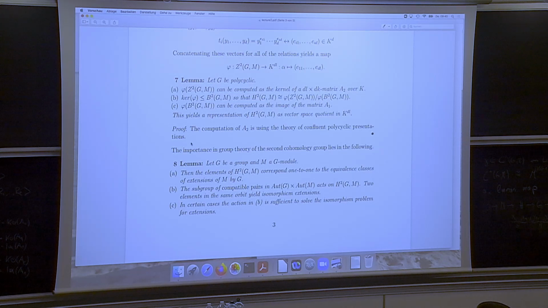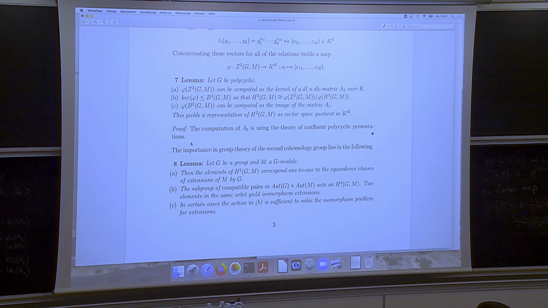If you want to use it, there is the problem that you need to reduce from equivalence classes to isomorphism classes. That is well known in group theory as one of the very difficult steps. If you start off with this type of extension theory, then you have a nice reduction that you can use, and that is using compatible pairs. The compatible pairs form a subgroup in the direct product Aut G times Aut M. It's just the pairs of elements that are compatible with the module action.